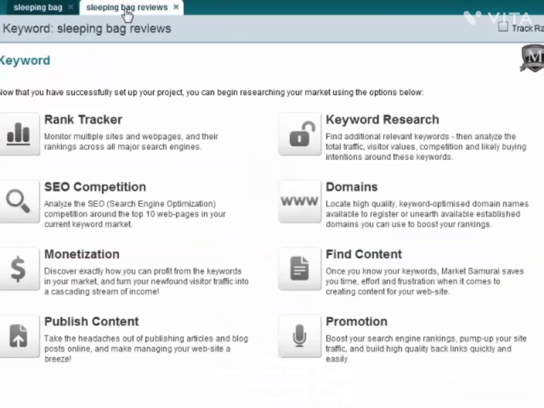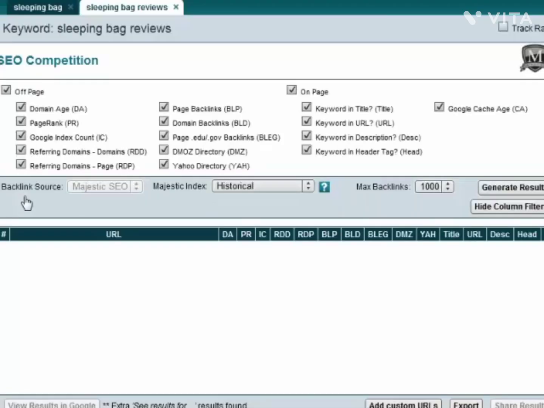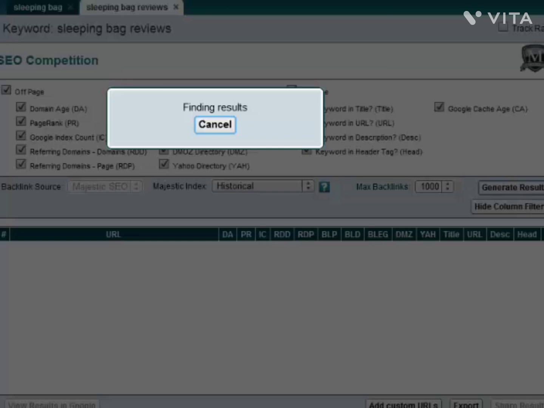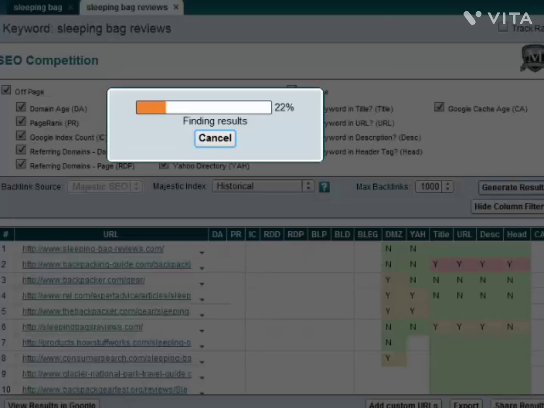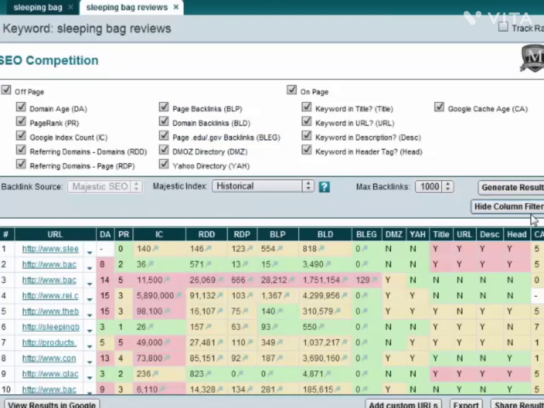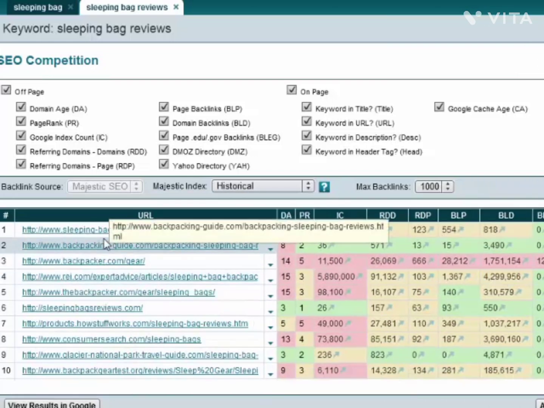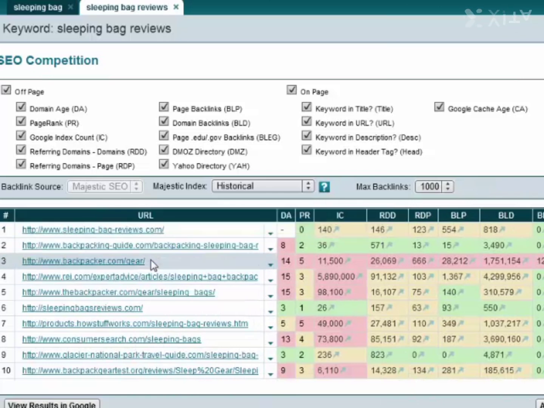So now it's going to isolate that word. And now I can check out the SEO competition for that keyword. I will generate the results. I'll pause it. This will take a minute. And this will show you who is ranking currently for that keyword. Let me stretch this out so we can see. So number 1 is sleeping bag reviews. So obviously somebody with the same idea that I have.